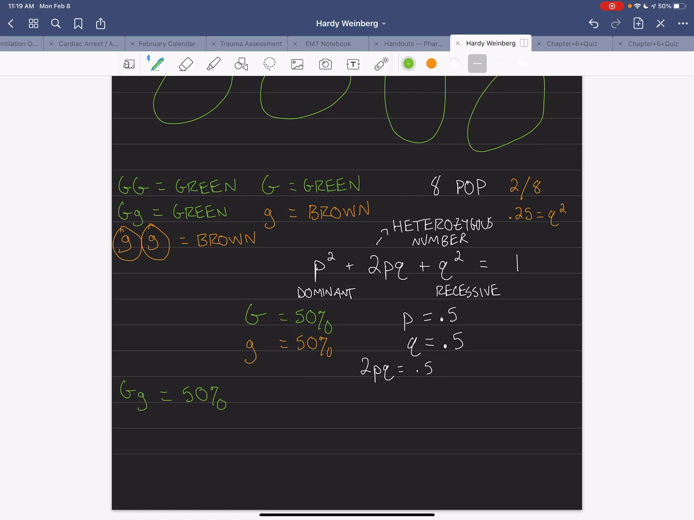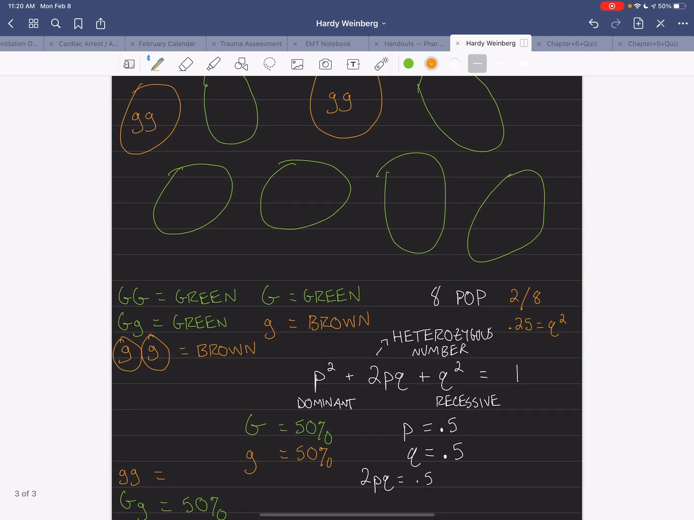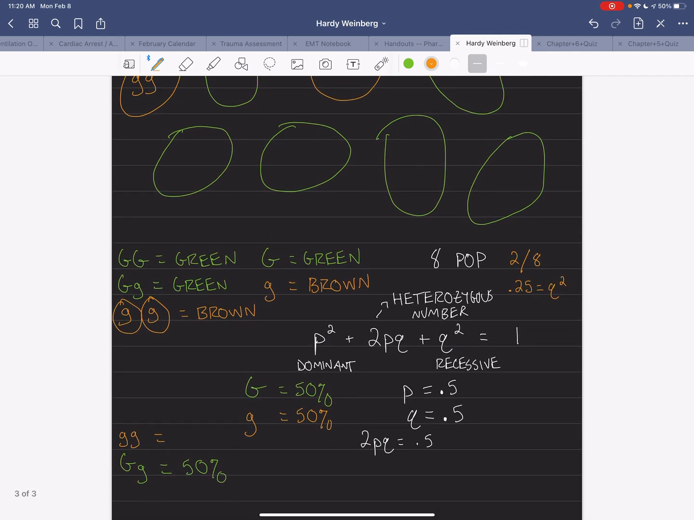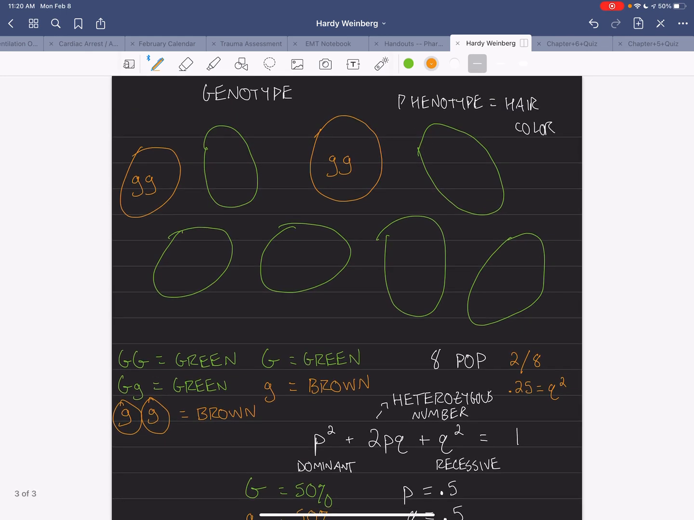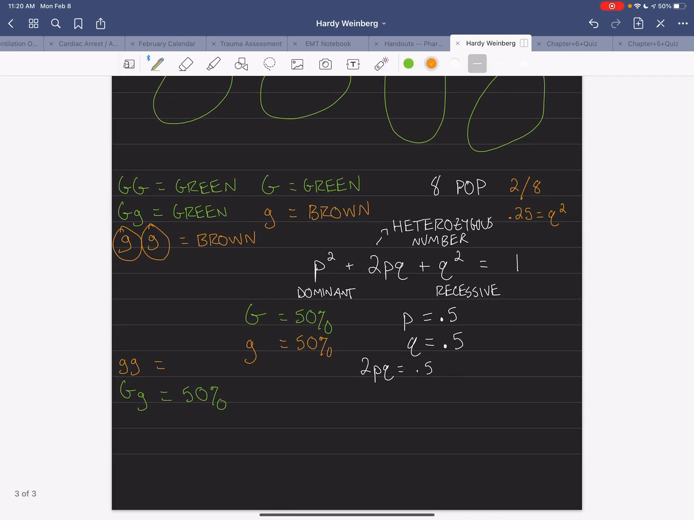So if we need to know what, we already know what this is, because remember when we did this, our q squared, our amount of recessives, we already know is a quarter. It's 2 out of 8. So that would be 25%, which goes to show us that our homozygous dominant is simply the remaining 25%.